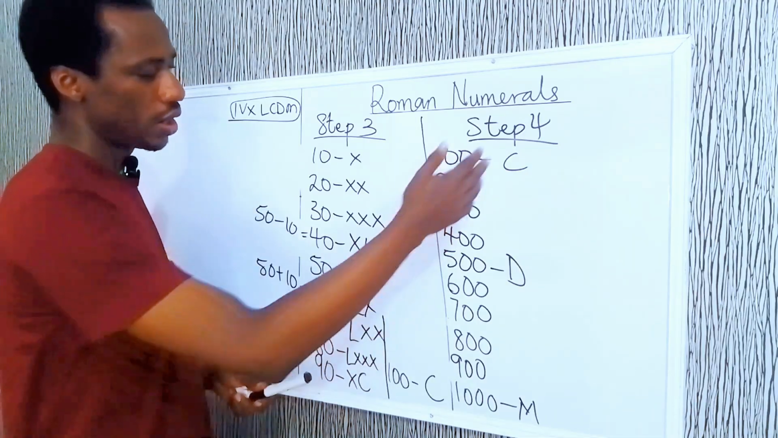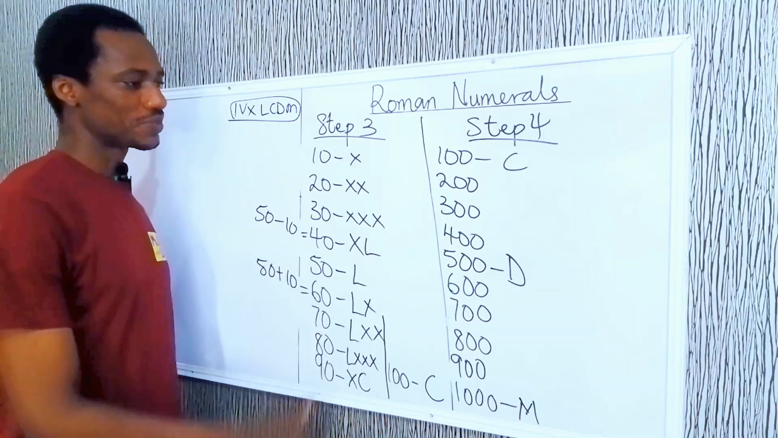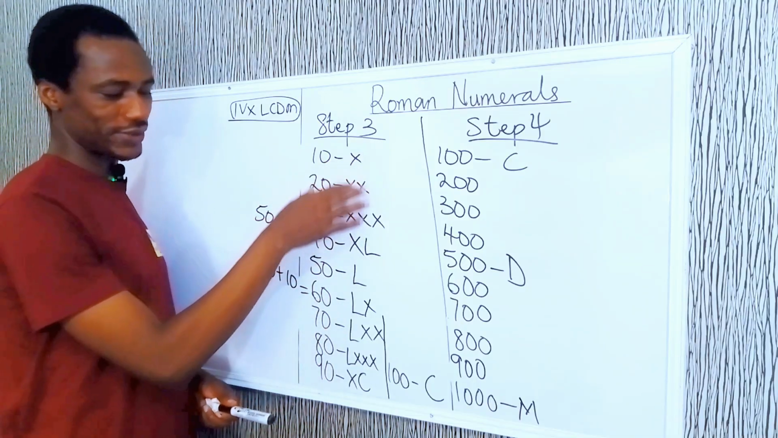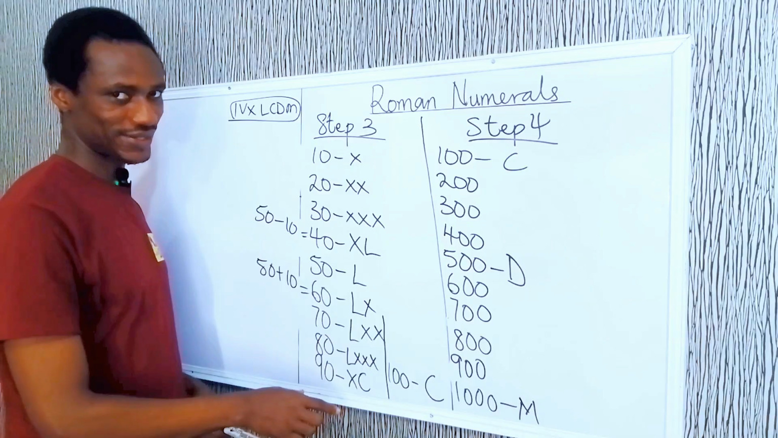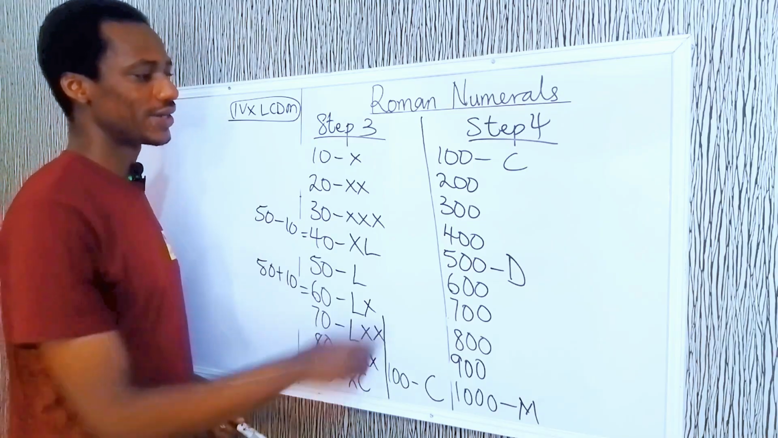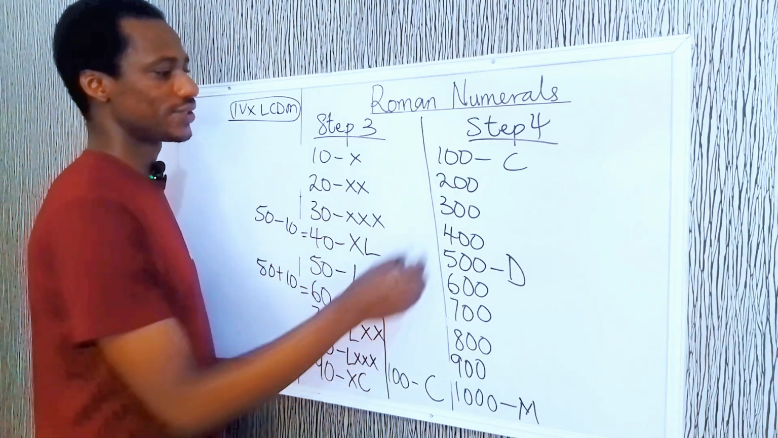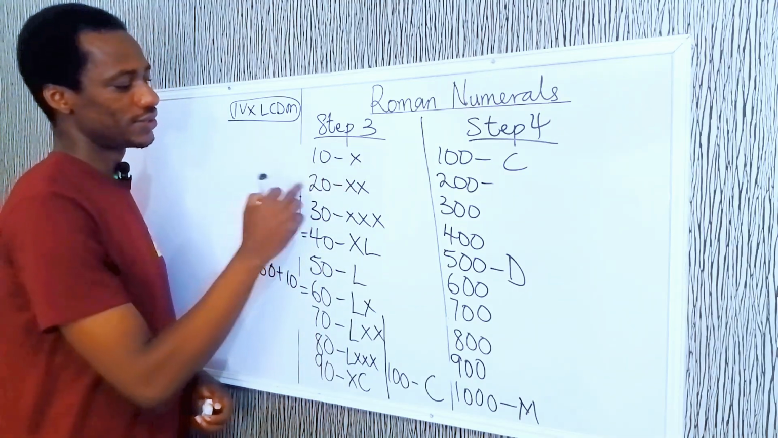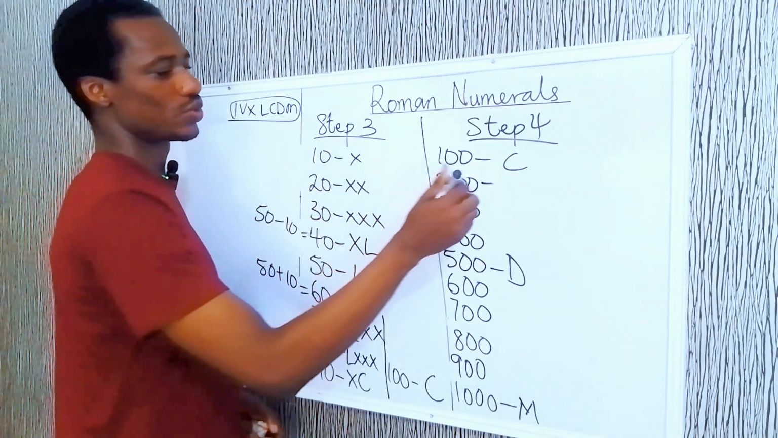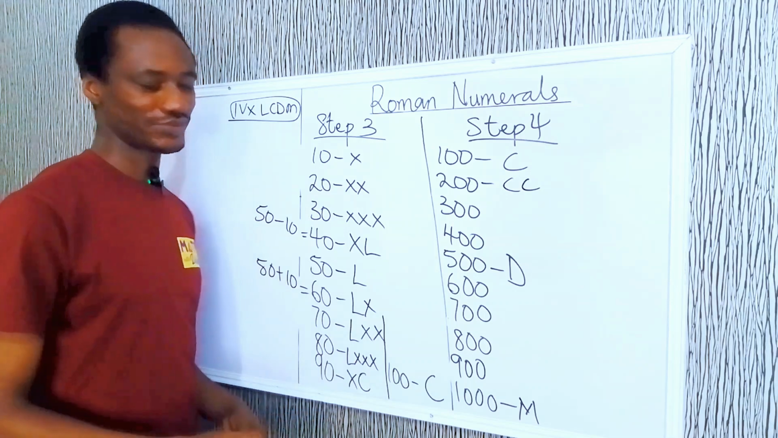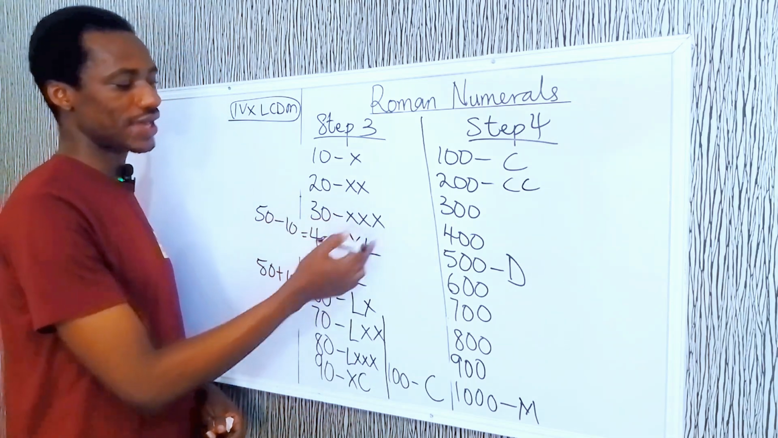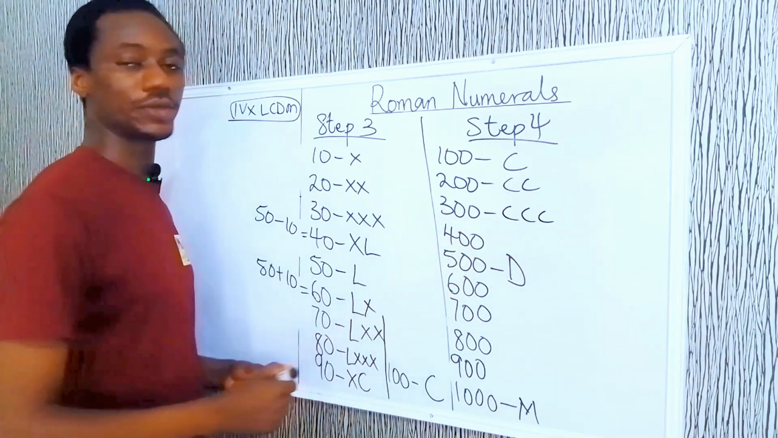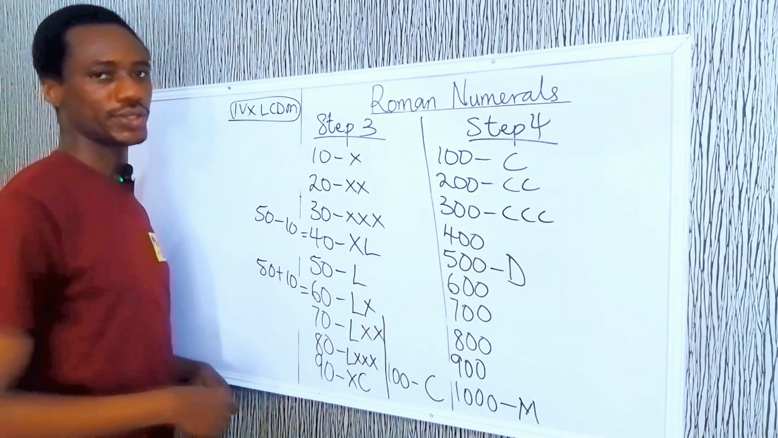All right. So let's count in hundreds. So 100 is C, just following this pattern. The same thing, but different letters, right? 10 is X, 20 is XX, 200 is CC. 30 is XXX, 300 is CCC. That's 100 plus 100 plus 100.